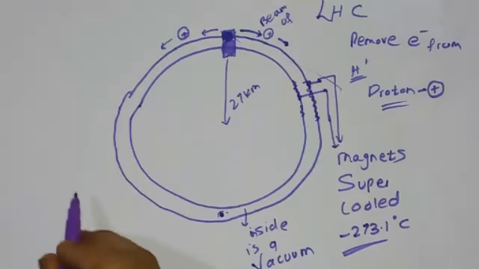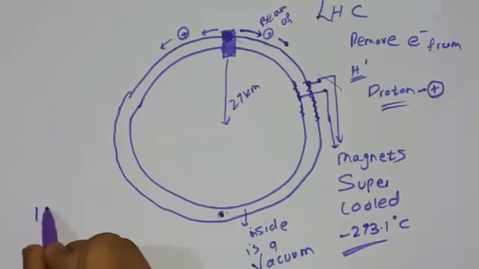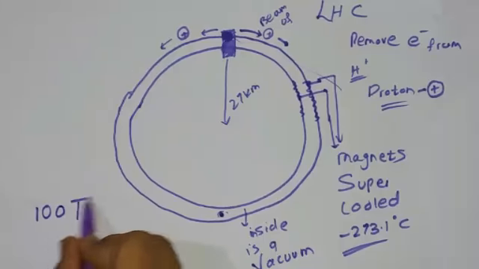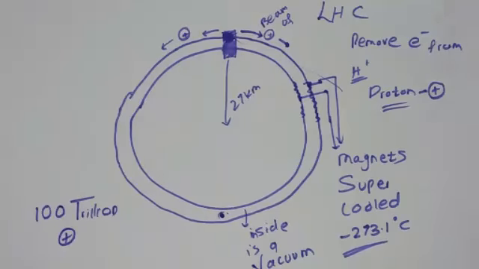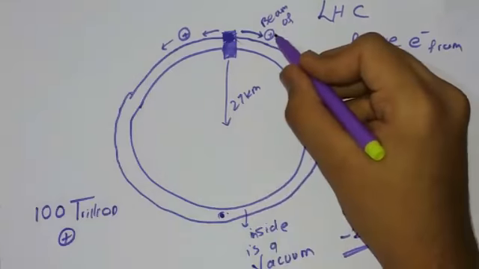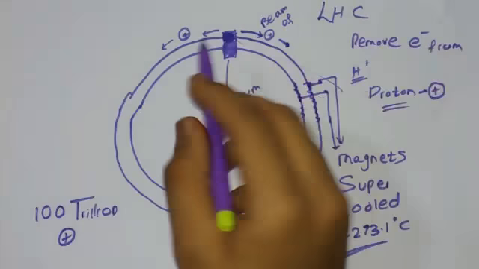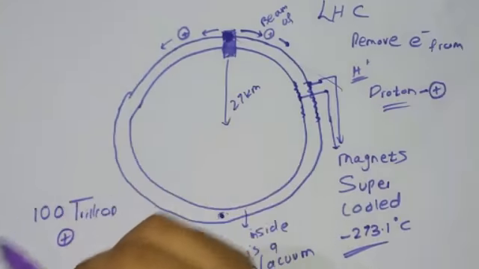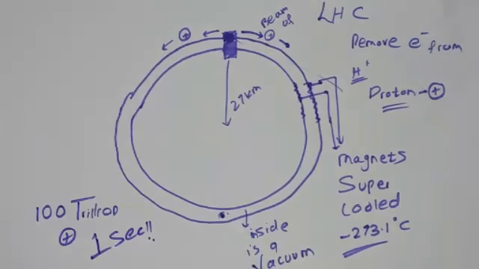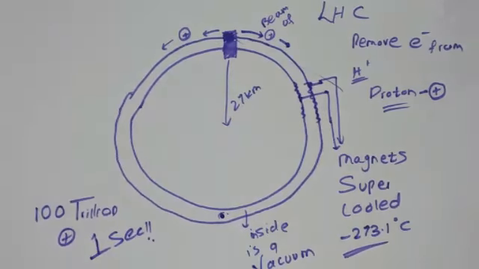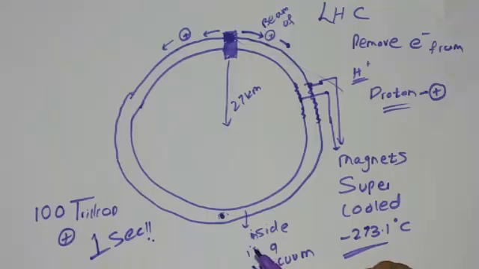Protons are released. Now you must have the question in your mind, how many protons? So let me tell you, 100 trillion protons are released. That means here are 100 trillion protons, and here are another 100 trillion protons, in 1 second, and thus it increases the probability of the collision of protons. And as the protons collide, most elements are made.